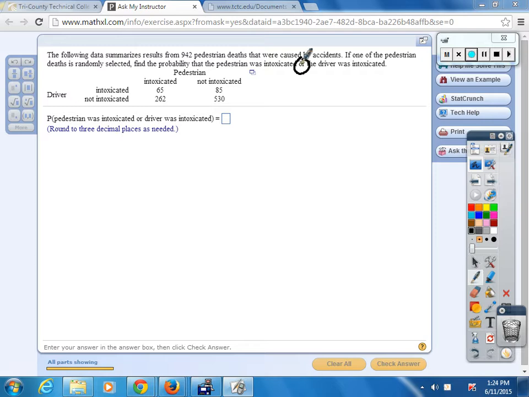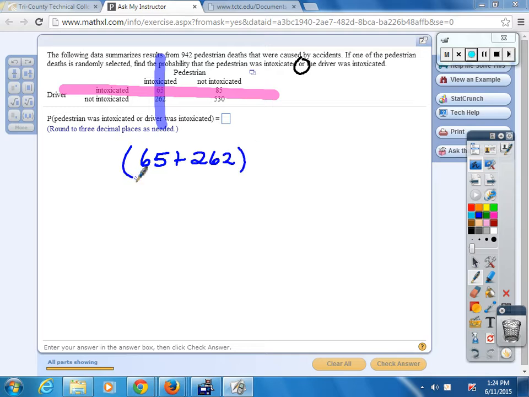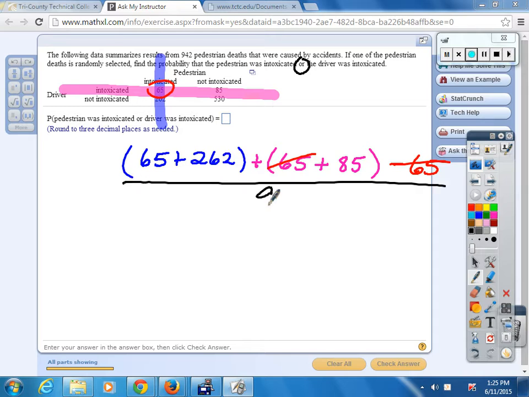what is it? Well, it's the additive law, Hubert. That's right. So we're going to do pedestrian was intoxicated, that's in blue, and in magenta, driver was intoxicated. So in blue, we're going to have 65 plus 262. And in magenta, we're going to have 65 plus 85. And what's the overlap? 65. Minus 65. And that minus 65 will cancel that 65. And all of this is over whatever the total is, 942.